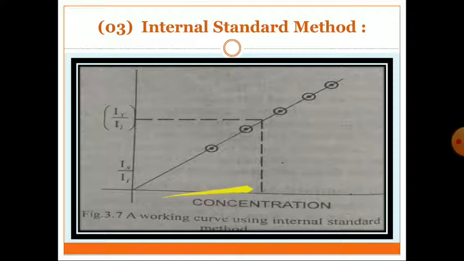On the x-axis there is concentration, and on the y-axis there is emission intensity with respect to the internal standard, standard solution, or unknown sample solution. This is the ratio Ix upon Ii. This is the Ix for the unknown sample solution, Ii for the internal standard, which is added to each one of the standard solutions as well as the unknown sample solution.